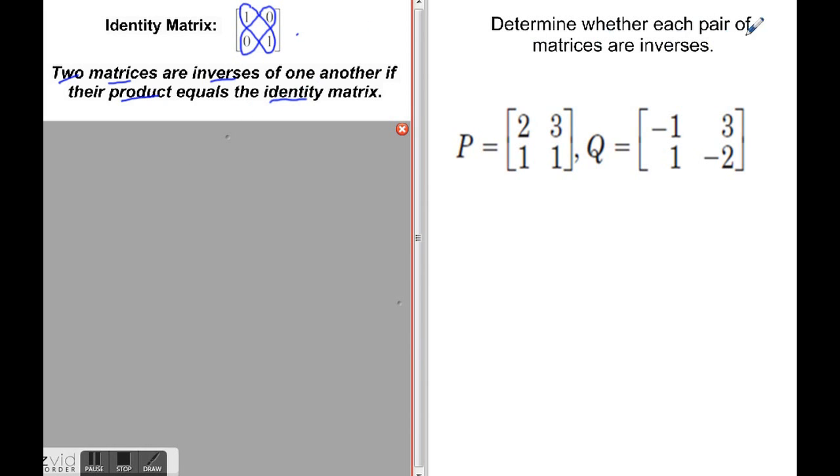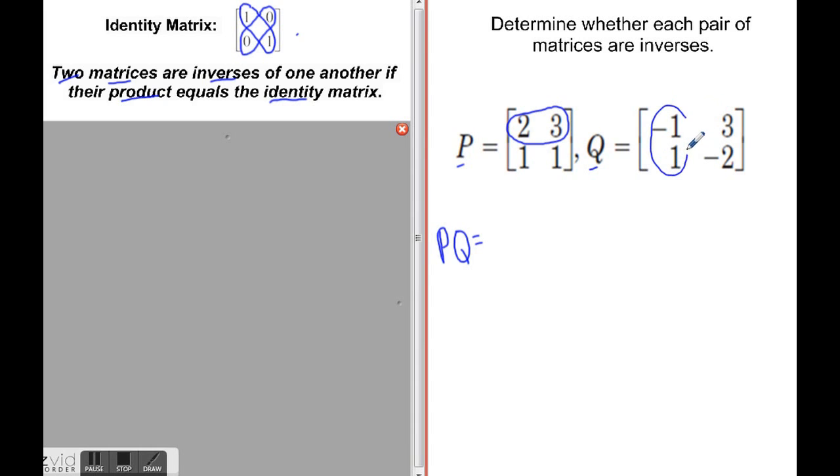Let's look at an example. We're going to determine if P and Q are inverse matrices of one another. And the way that we'll do that is by finding the product of P times Q through matrix multiplication. So as a quick review, we're going to take the first row of P times the first column of Q, and we'll begin by multiplying 2 times negative 1 and 3 times positive 1 and adding those values together. So the first element in my matrix is a 1.